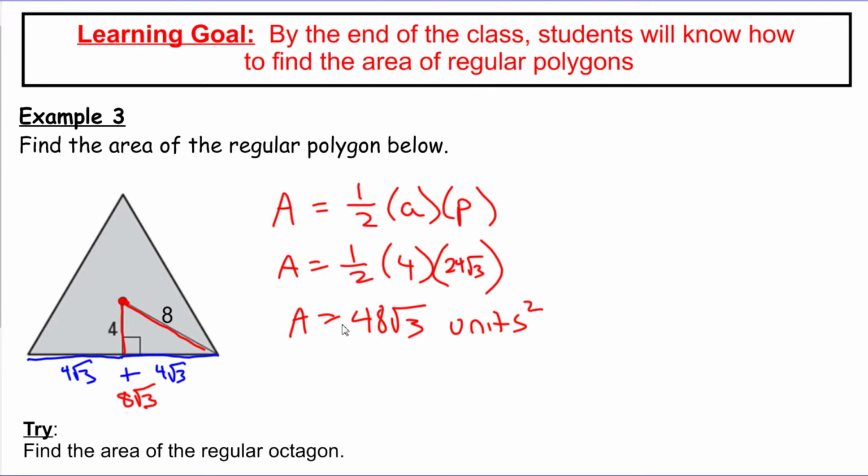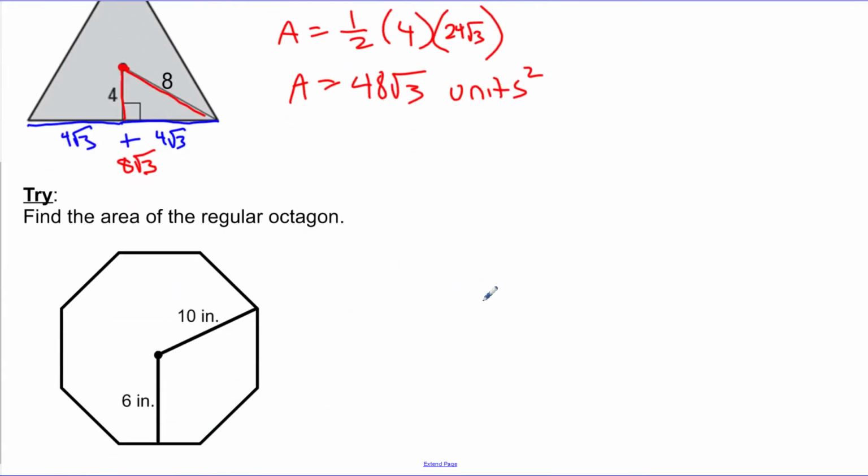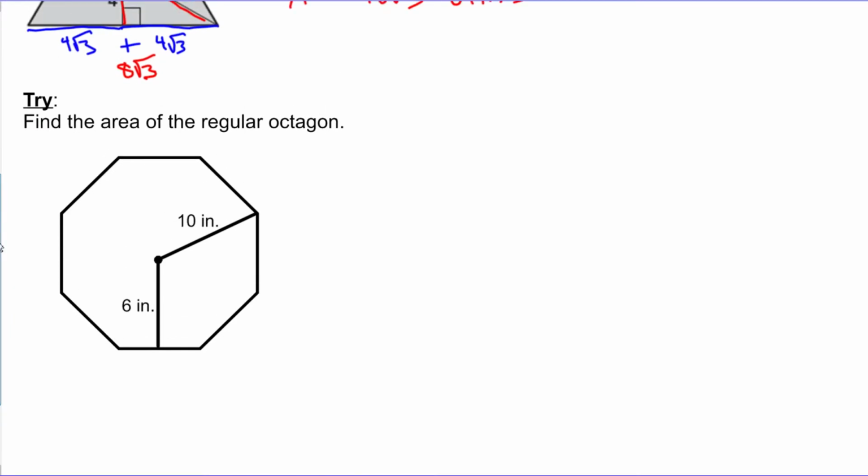And you can do the same thing with a regular octagon like this. So I'm not going to go through this one. It's the exact same thing. There are 2 things that I'll point out about this. The first one is, remember, a radius line can be drawn from the center to any of the vertices.